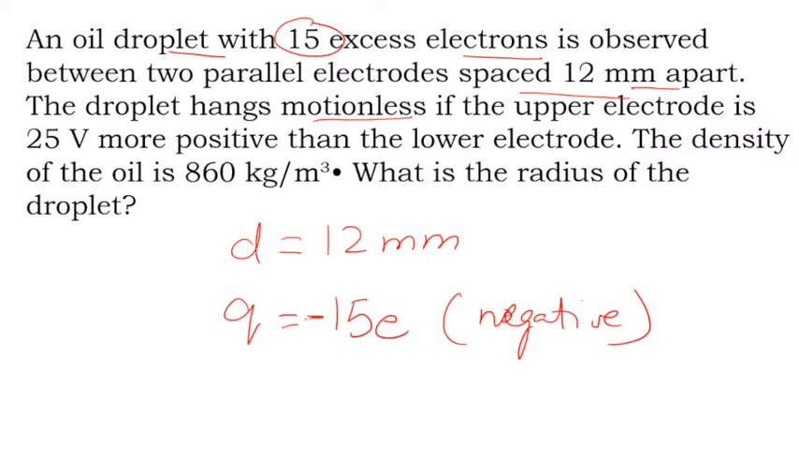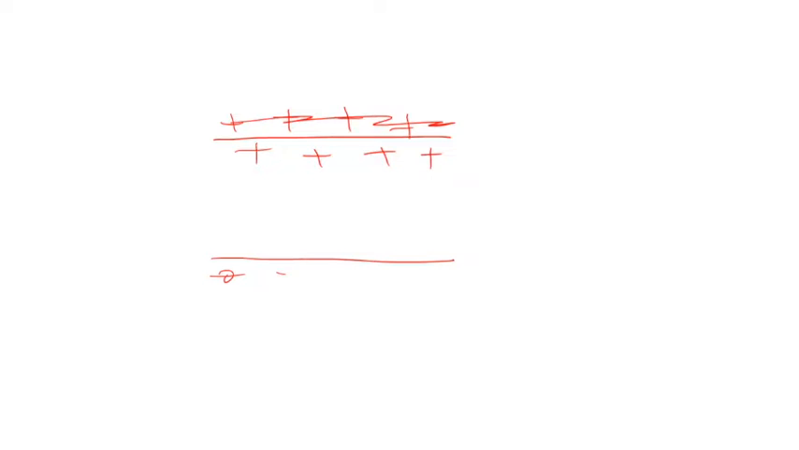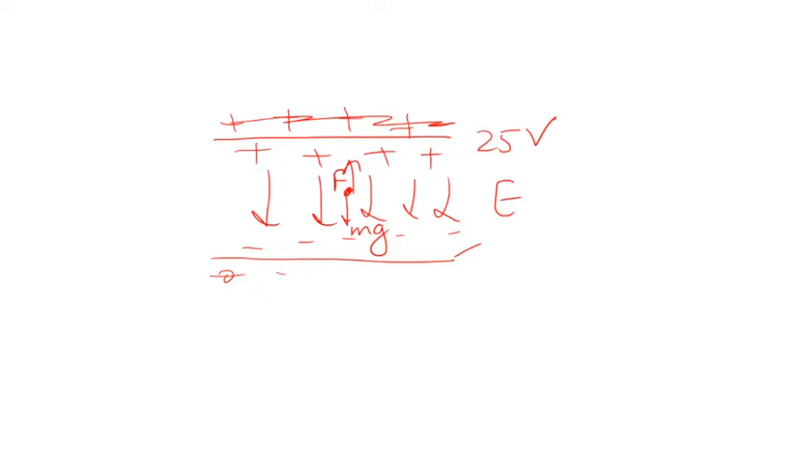The droplet hangs motionless. The upper electrode is 25 volts more positive than the lower electrode. The density of the oil is given. What is the radius of the droplet? So how do you do this question? This is our droplet. This is the positive charge and this is the negative charge, and this is the electric field. It hangs motionless, so this is mg and this is F. We are given that this potential is 25 volts more, so the difference delta V is 25 volts here.